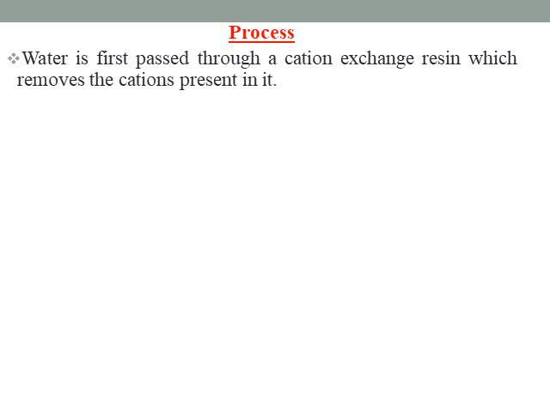When you look into the process, the water is first passed through a cation exchange resin, which removes, as I said, all the cations present in it. Cations may be of two classes: monovalent cations, which carry only one plus charge, and divalent cations, which carry two plus charges. So monovalent like Na plus, K plus, Li plus, etc., and divalent like Ca 2 plus, Mg 2 plus, etc.